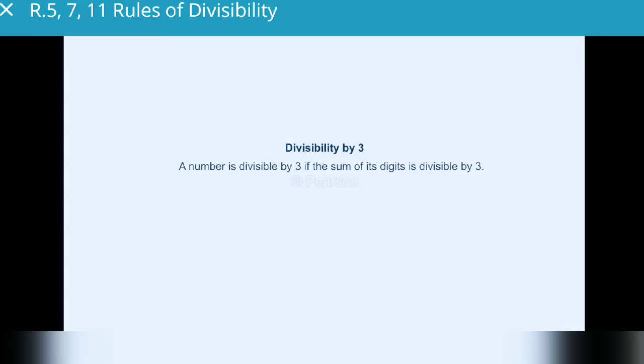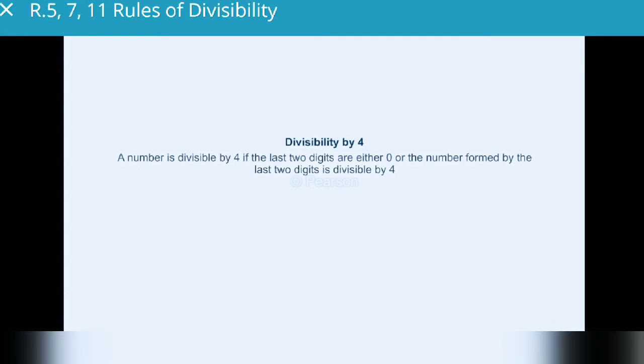A number is divisible by 3 if the sum of its digits is divisible by 3. For example, take 174. 1 plus 7 plus 4 equals 12. 12 is divisible by 3, so 174 is divisible by 3.